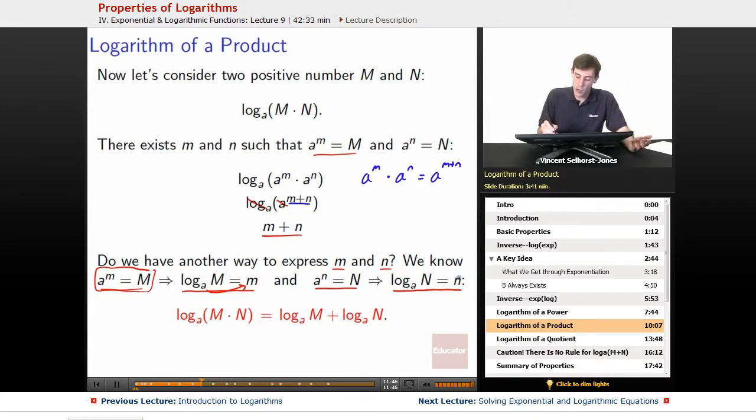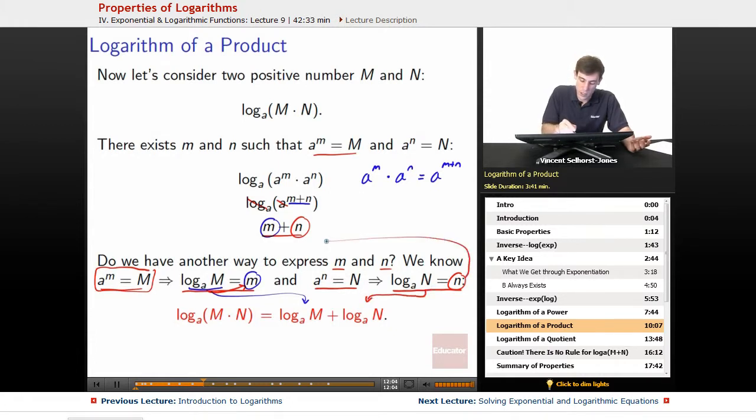So at this point, we've got new ways to be able to describe m plus n. So we can swap that out, and so log a of big M goes here, and log a of big N, little n, goes here, right?